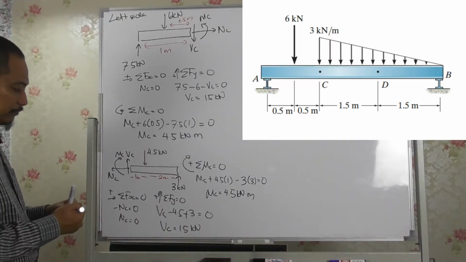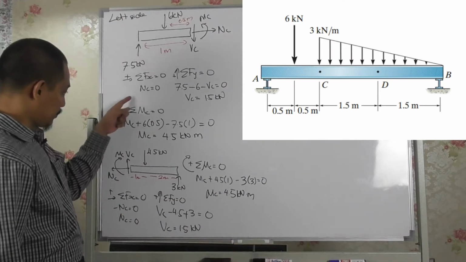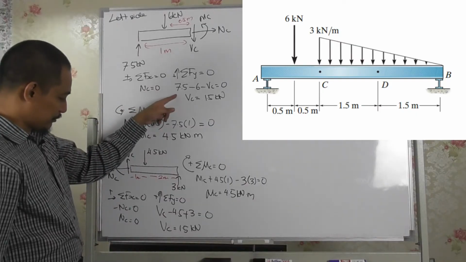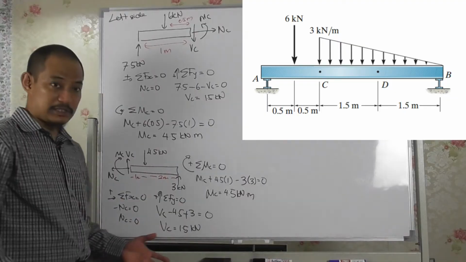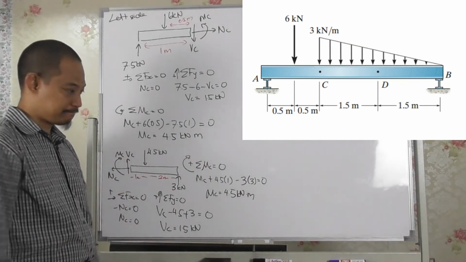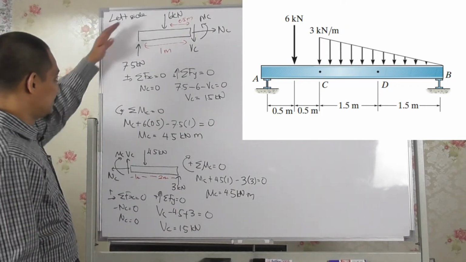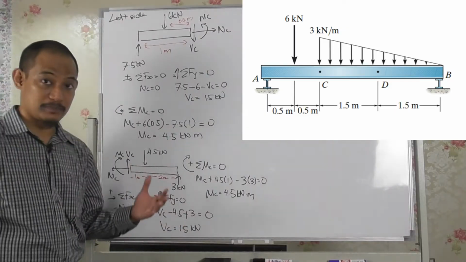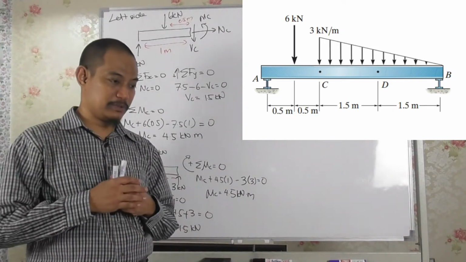So again, we have shown that your NC is 0, VC is 1.5, and MC is 4.5, the same whether you take the left or the right. Of course, in the exam, it's only this one or this one. There you go. Okay, so that is problem 2.